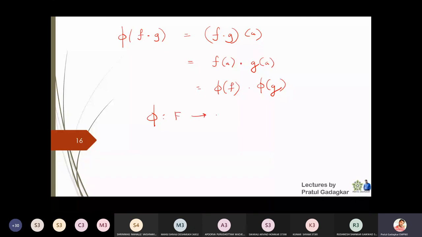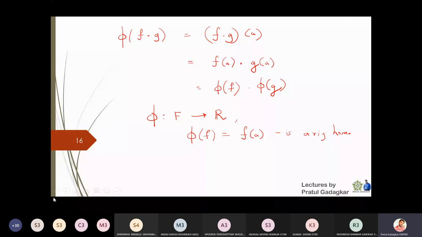Therefore the function phi, remember this very clearly, because this might be asked as an objective question in your exam. So what is the function? Phi of f is equal to f of a. This is a ring homomorphism because both the properties are satisfied.